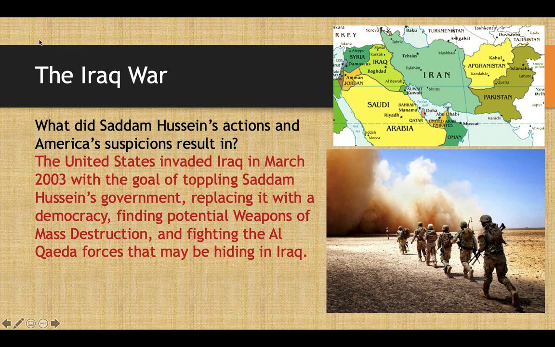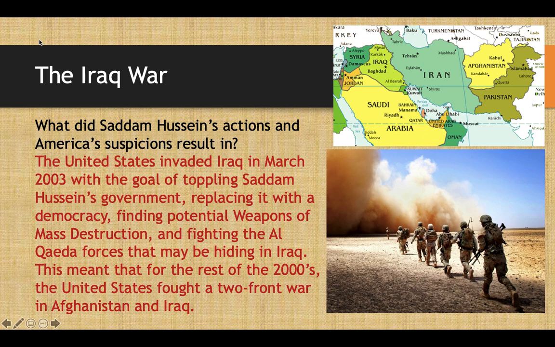Number 2 was to replace that government with a democracy. Remember, that was the big problem France had during the French Revolution. They were great at getting rid of bad governments, but not so good at replacing them with something better. So we said we need to replace it with a democracy, something better to stabilize the region. Number 3, we wanted to find any potential weapons of mass destruction that he had. And number 4, fight all Al-Qaeda forces that may be hiding in Iraq.